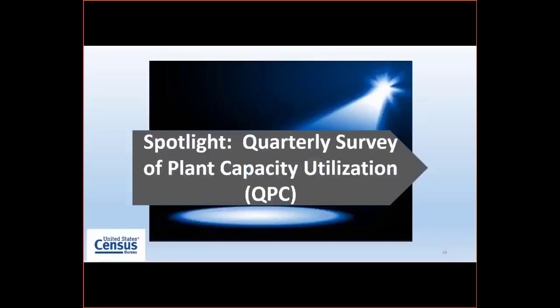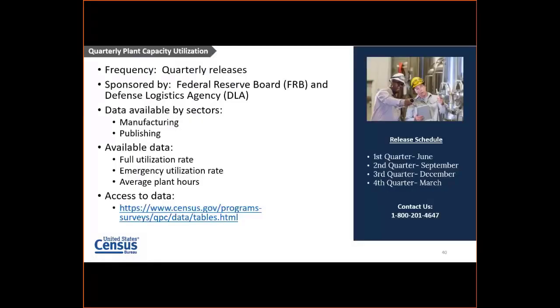So we've arrived at the part of our webinar where we shine a spotlight on a program to showcase interesting information and data that could be less visible in other programs. And today I've selected the Quarterly Survey of Plant Capacity Utilization, also commonly referred to as the QPC. The QPC is a survey that is sponsored by the Federal Reserve Board and the Defense Logistics Agency. Now, data are released on a quarterly basis for the manufacturing and publishing sectors of the economy. The types of data that you can get are full utilization rate, emergency utilization rate, and work week data.